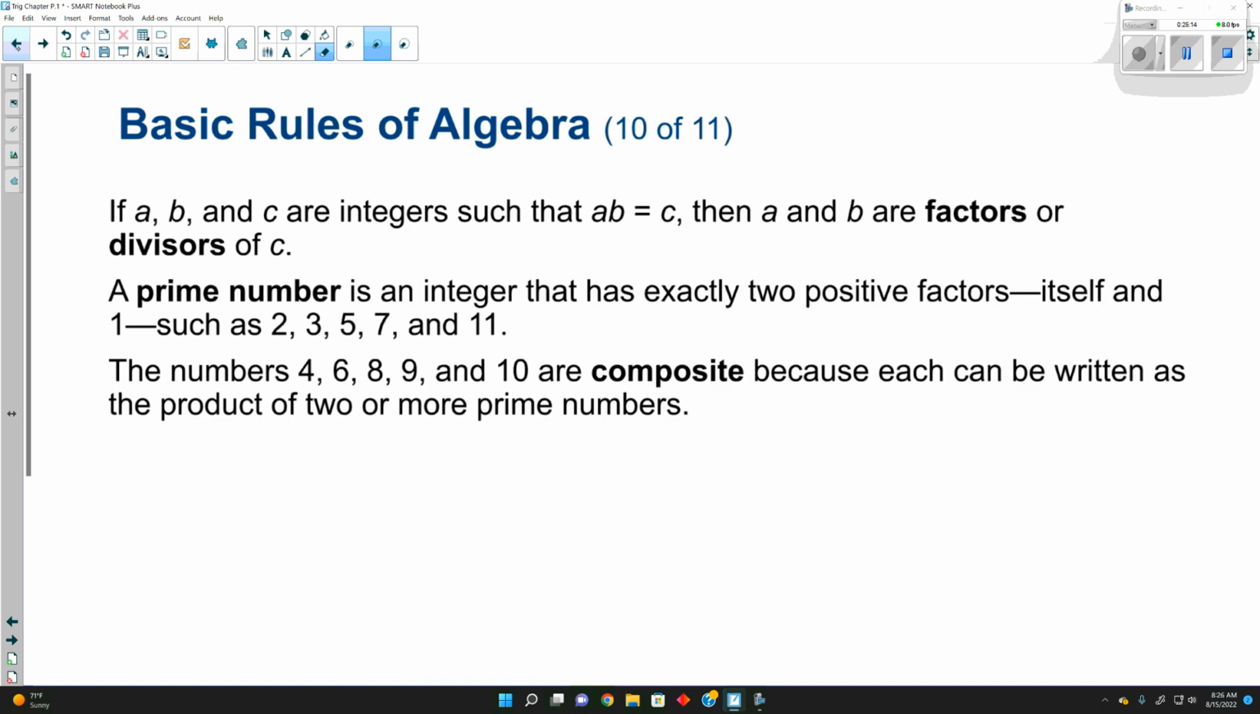Let's see here. A prime number is an integer that has exactly two positive factors, itself and 1, such as 2, 3, 5, 7, and 11. The numbers 4, 6, 8, 9, and 10 are composite because they can be rewritten as the product of two or more prime numbers. Questions on any of these here?